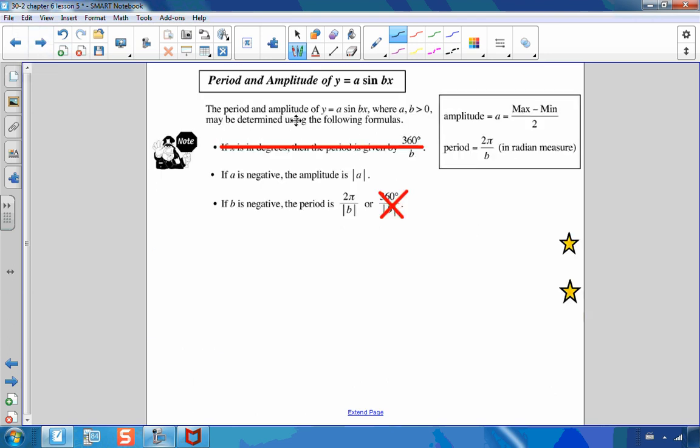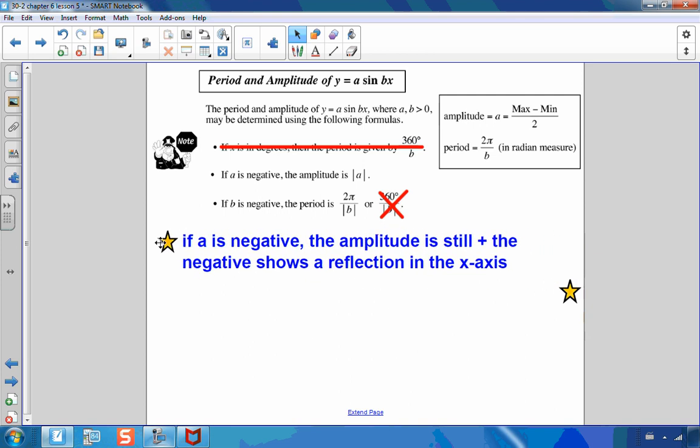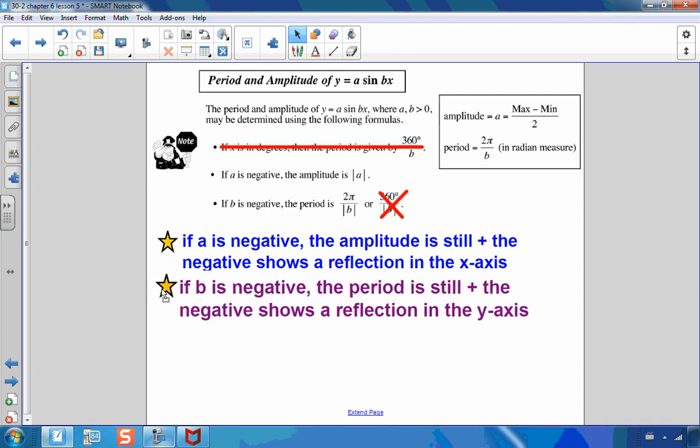Okay, so let's tie this together here, period and amplitude. Amplitude is max minus min divided by 2, and period is 2 pi divided by b, b being the number of times that it repeats in one full cycle. Now, something to note about amplitude: if amplitude is ever negative, the amplitude is positive. The negative just shows there's been a reflection in the x-axis. Same thing with b. If the b value is ever negative, the period doesn't become negative. It just shows that there's a reflection in the y-axis.